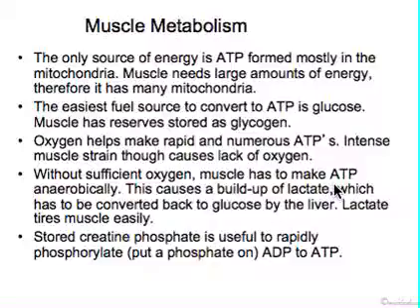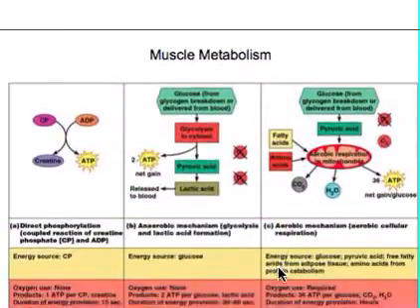But the problem is we don't make much ATP, we use a lot of glucose, and we have a buildup of lactic acid, lactate. That has to go to the liver to be reconverted back to glucose, and that tires muscle easily. The other thing we have is stored creatine phosphate, and that can be very useful to rapidly phosphorylate ADP back to ATP, which means we put a phosphate back on. But then we have to reconvert the creatine phosphate later.